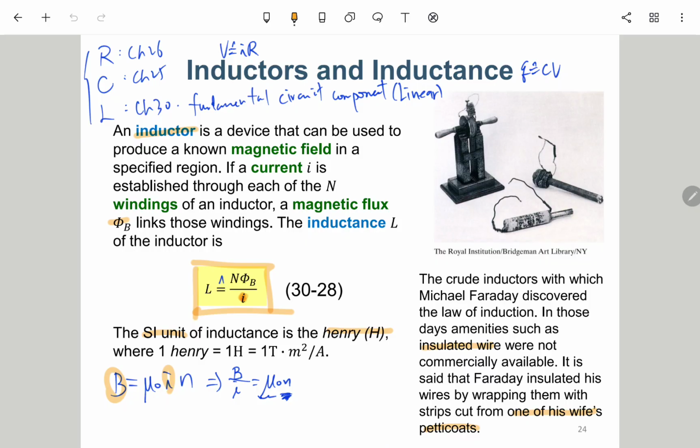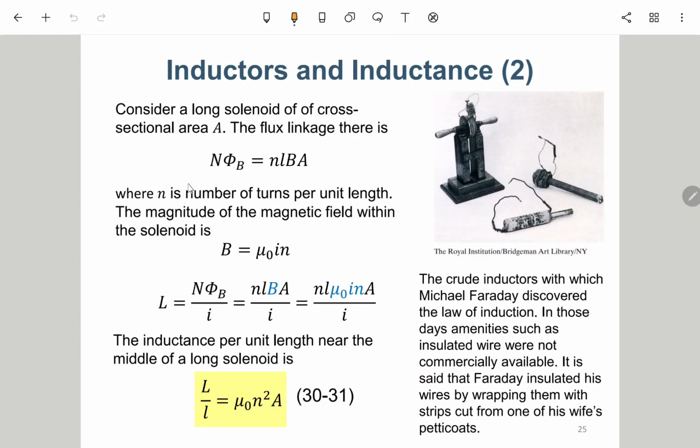Okay, so here we come up with some formula. This is N Φ_B, the magnetic flux for N turns. N here is of course the turn density, multiplied by the length of the inductor. So n is the number of turns per unit length, the turn density, and L is the length.